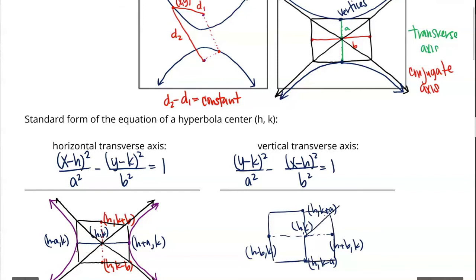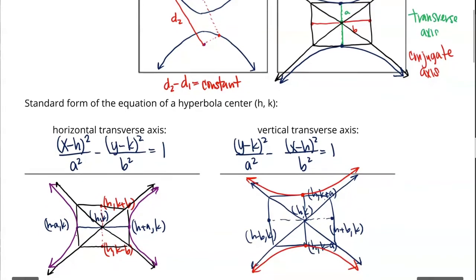Asymptotes. And this time it's vertical, so the vertices would be here, and we would open up towards those asymptotes. Something like that.